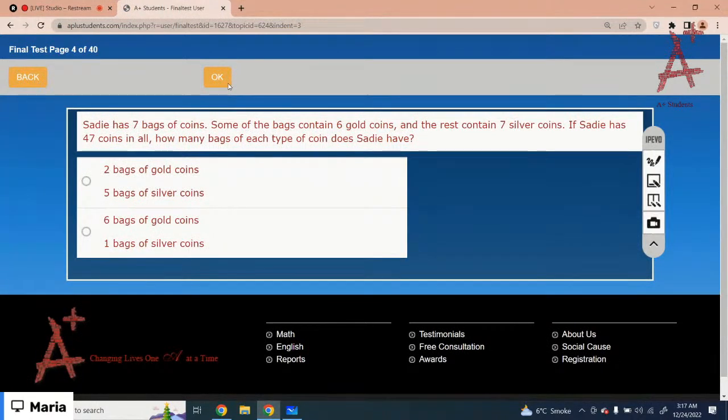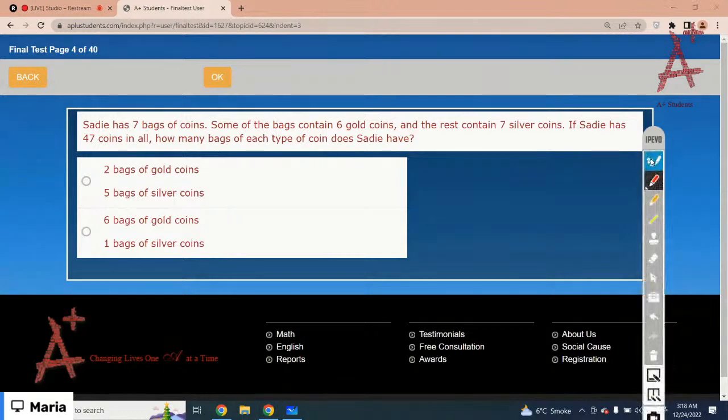Okay. Sedi has 7 bags of coins. Some of the bags contain 6 gold coins and the rest contain 7 silver coins. If Sedi has 47 coins in all, how many bags of each type of coin does Sedi have? Okay, the total coins are 47. Got it? It would be 6G plus 7S, and they add up to make 47 total coins. Got it? You have to actually guess the numbers, how many gold bags and how many silver bags. So just use the options given.